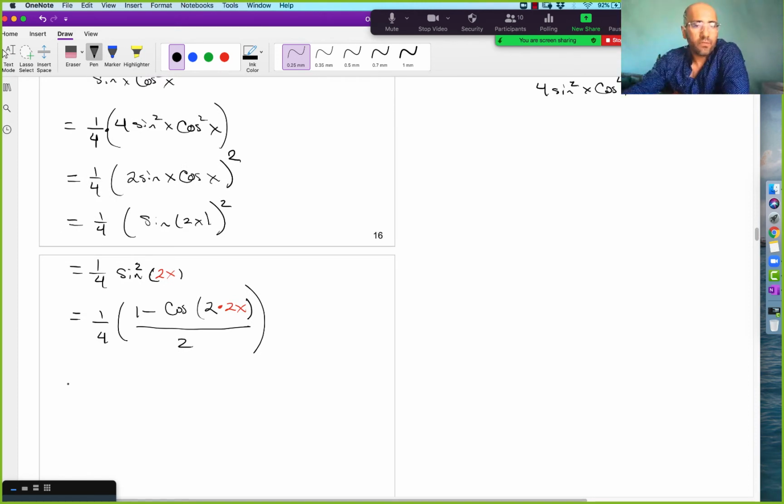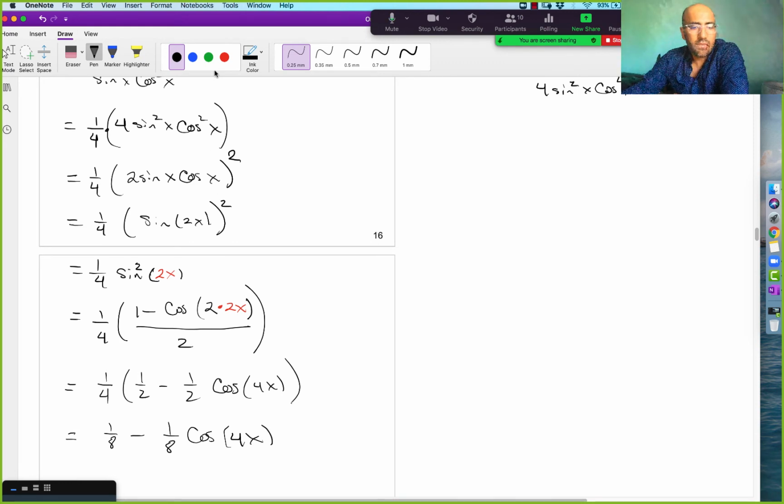Good. So then we simplify life a little bit. This is 1/4 times 1/2 minus 1/2 cosine of 4x. And then this becomes 1/8 minus 1/8 cosine of 4x. And that should be our final answer. Any questions?